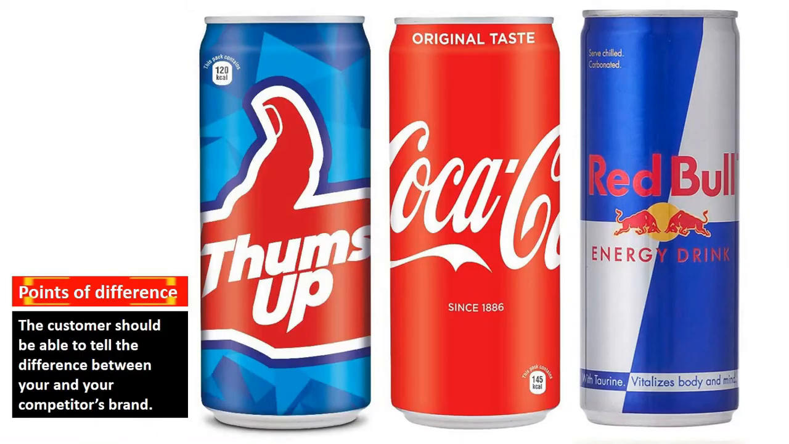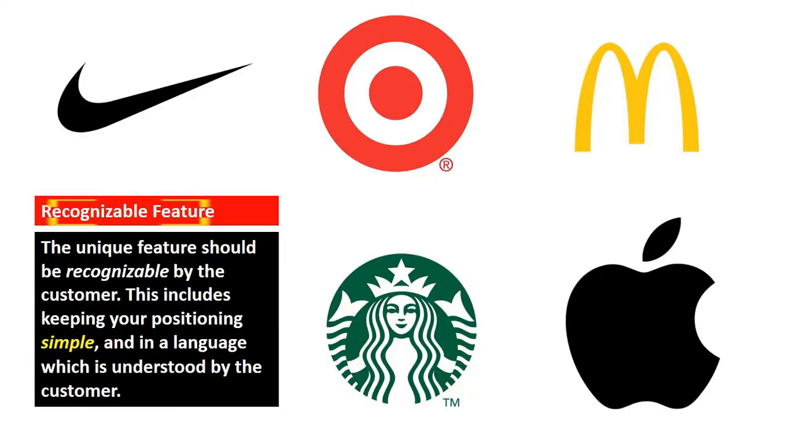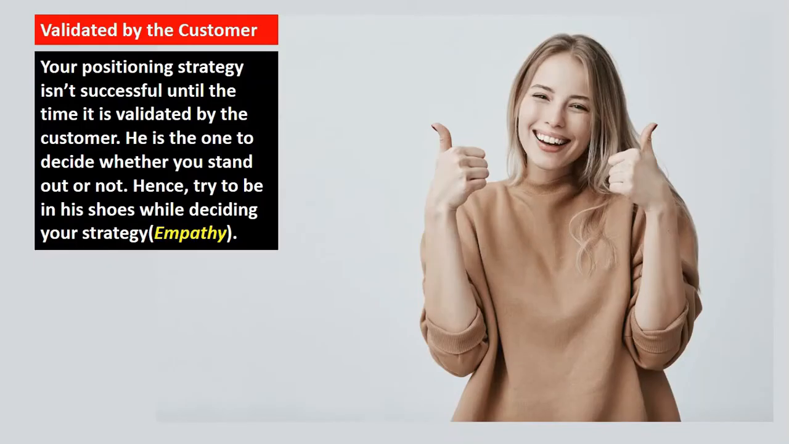Now, points of difference. The customer should be able to tell the difference between your brand and your competitor's brand. It can be by visible elements, it can be by the material that you have used. Then recognizable feature. These unique features should be recognized by the customer, and they should be able to associate this recognizable feature with the product and eventually with your brand. So this includes keeping your positioning simple and in a language which is understood by all the consumers.